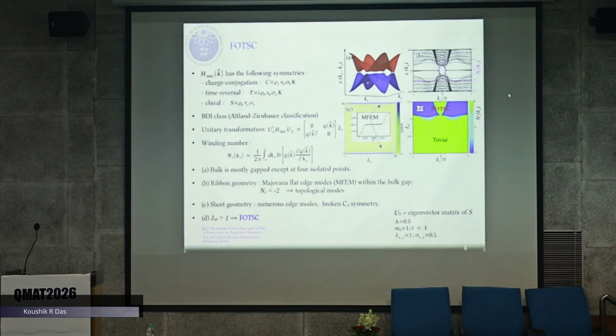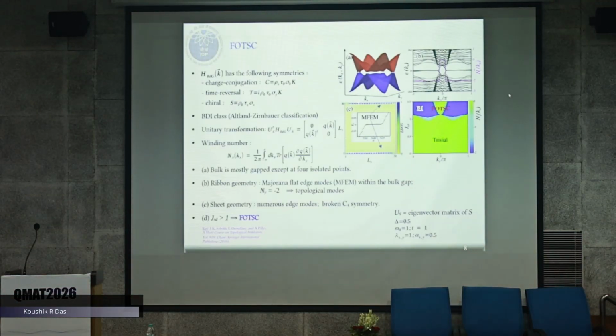So we look into panel A, the periodic spectrum shows the bulk is mostly gapped except for 4 isolated points, which translates into Majorana flat edge modes, as we can see from panel B for the ribbon geometry dispersion. And in panel C, we can see the sheet geometry for the same parameter values, and we can see clearly the edge modes localized along the two opposite edges.